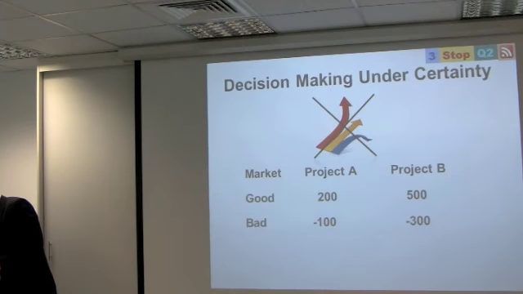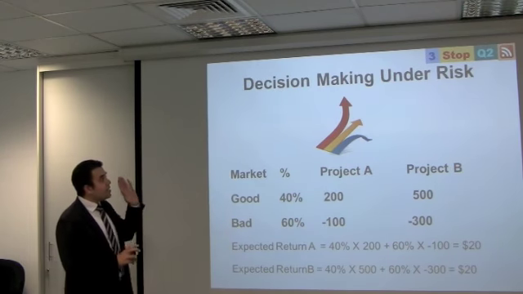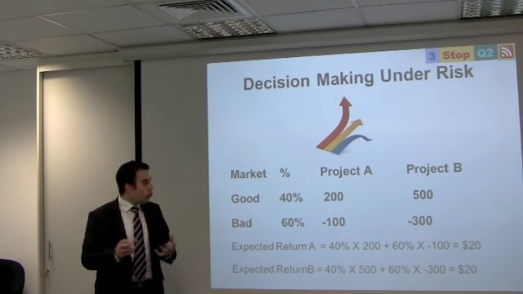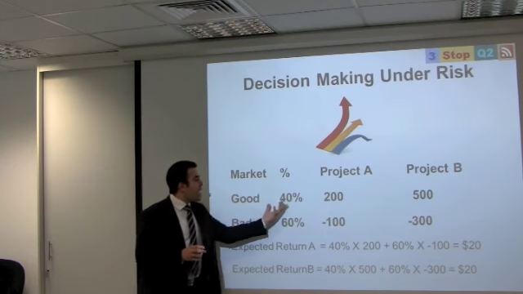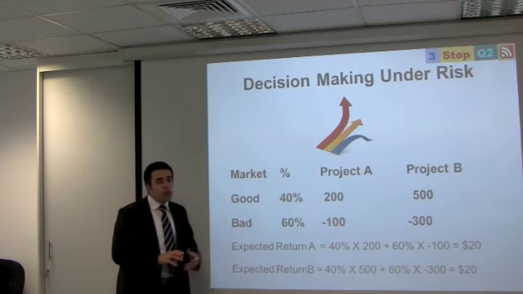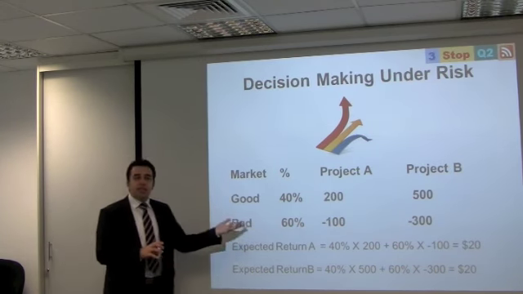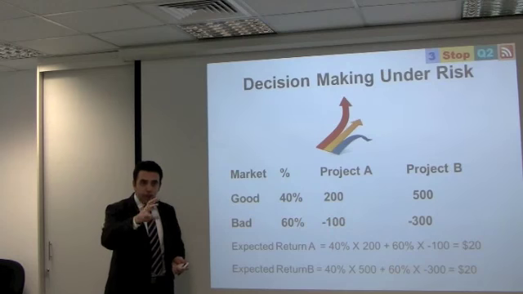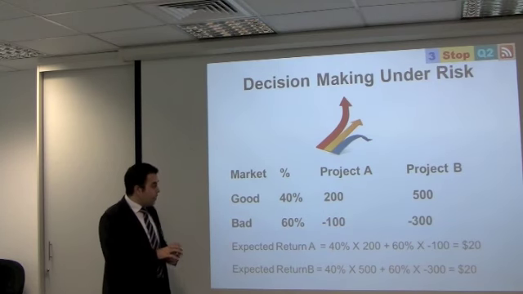Second situation. We are looking at decision making under risk. What's the meaning of risk? That we don't know. We don't know if it's good or bad, but we have some idea, we have some percentages. We believe that next year 40% is going to be good, 60% is going to be bad. So we have an estimation, we have probability. We know the probability of what's going to happen.